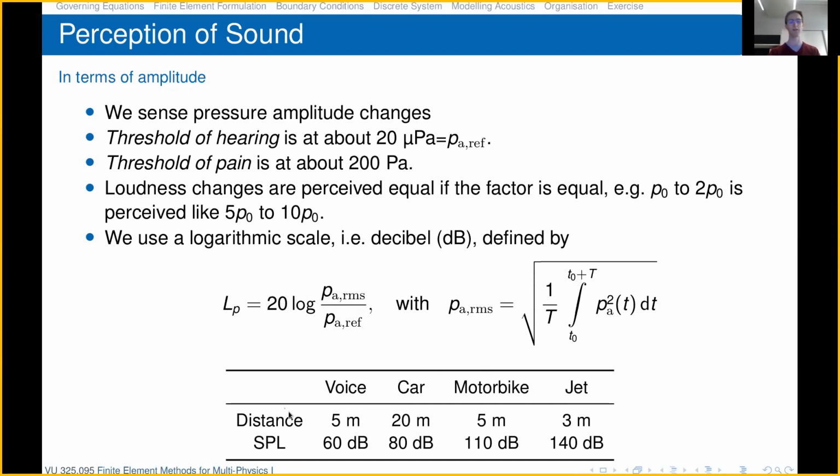And there are a few typical sound pressure values given here. The human voice at 5 meters distance is about 60 decibel. A car at 20 meters distance is 80 decibel. A motorbike close by, at 5 meters distance, is 110 decibel. And jet noise at 3 meters distance is 140 decibel.